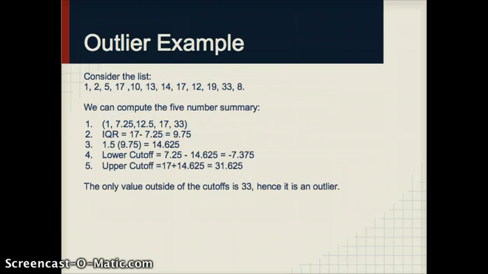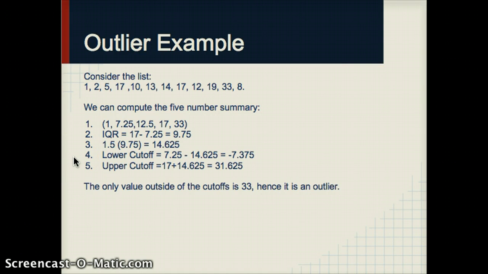Let's look at an example. First, from that list of numbers, we compute our 5-number summary: 1, 7.25, 12.5, 17, and 33. Then you compute your IQR, 17 minus 7.25. Then you multiply your IQR times 1.5, giving you a quantity of 14.625.